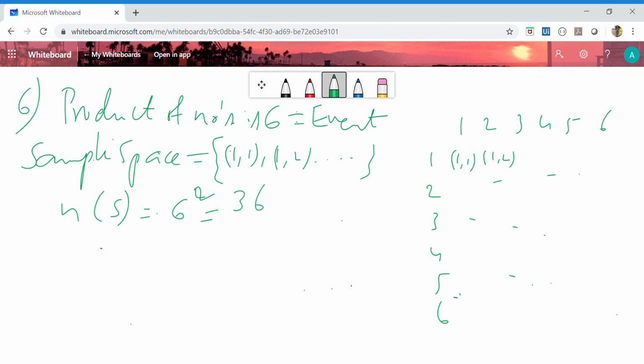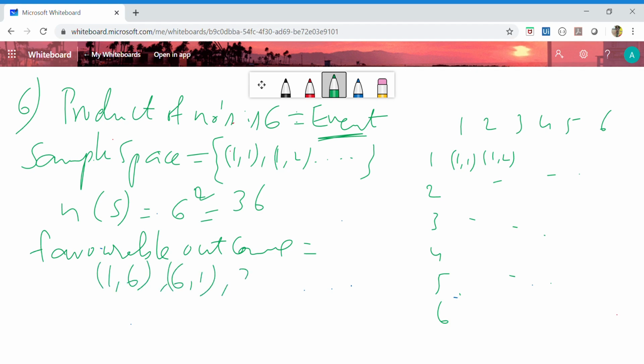Then favorable outcomes. Favorable outcomes means those related to the event. The event is the product of numbers is 6. So you will get 1 comma 6, 6 comma 1, and 2 comma 3, 3 comma 2. So n of FOC, favorable outcomes, is nothing but 4.